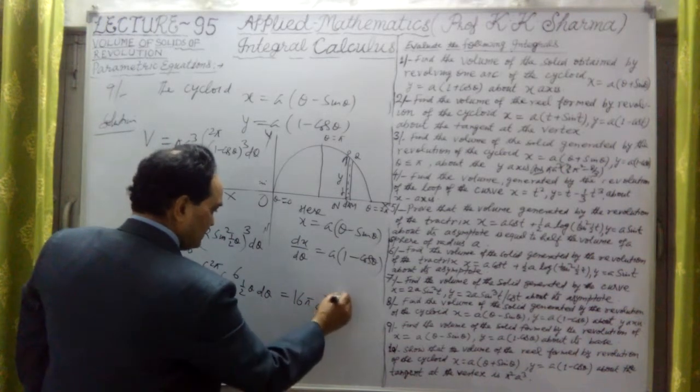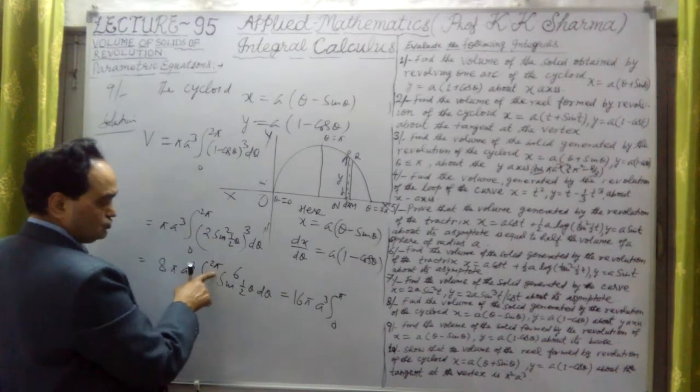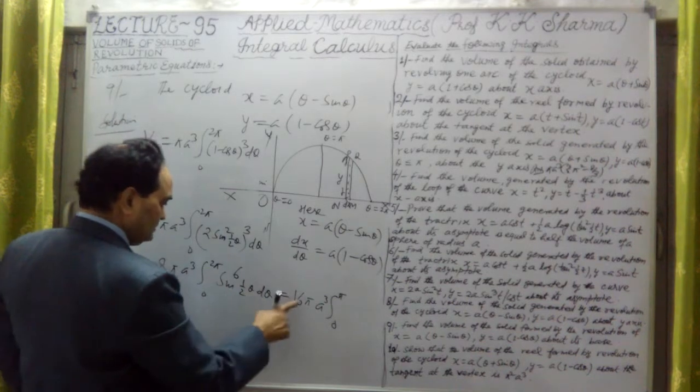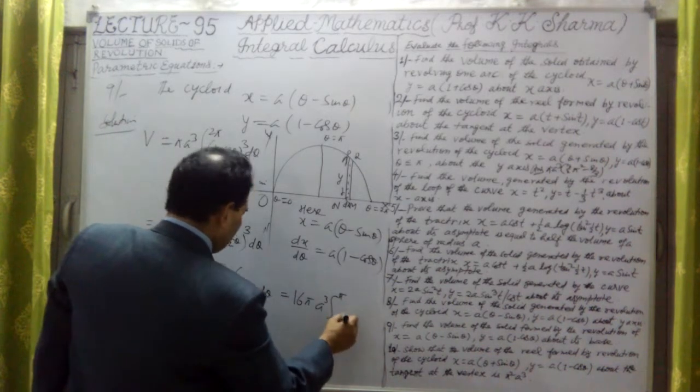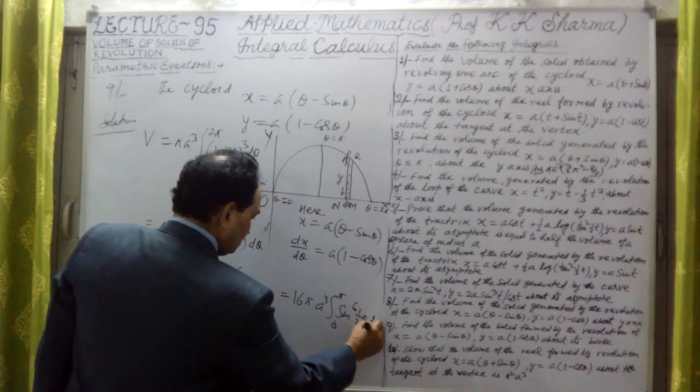0 to pi we can write it as, okay, this is 0 to 2 pi, we can write it as 0 to pi twice multiplied, so it is 16 into pi into a cube, 0 to pi into sine raised power 6, theta by 2, into d theta.